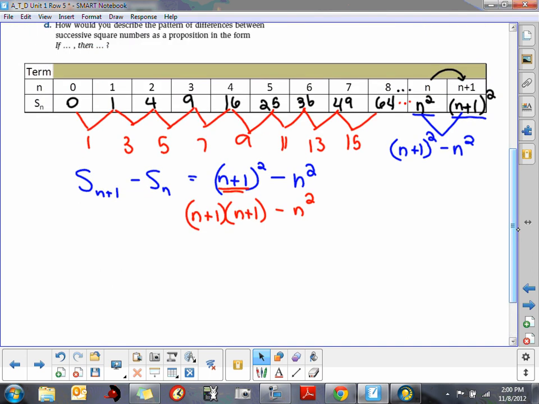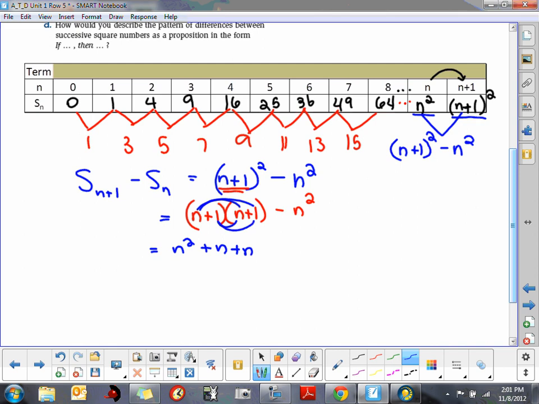FOIL. We'll take our first terms and multiply them together. What is an n times an n? N squared. We'll take the outermost two. What is an n times 1? Take the inside ones. What's a 1 times an n? N. And then we take the last terms. What is a 1 times a 1? Minus n squared. Now, is there any other simplification that we can do to this?